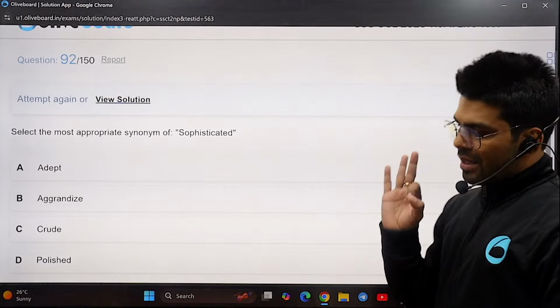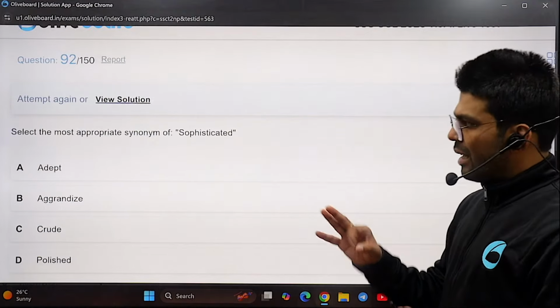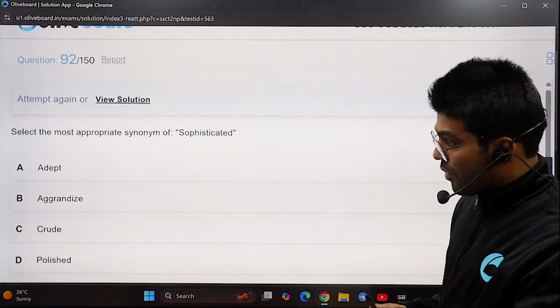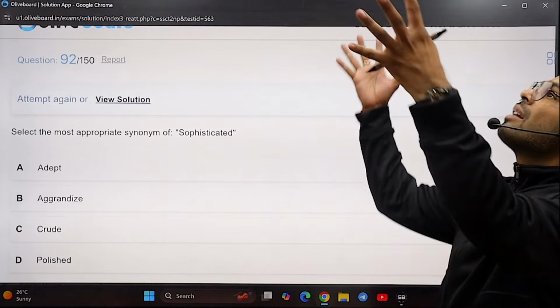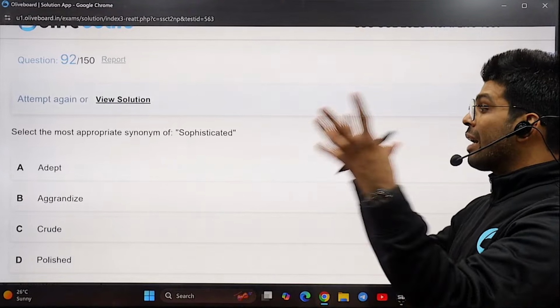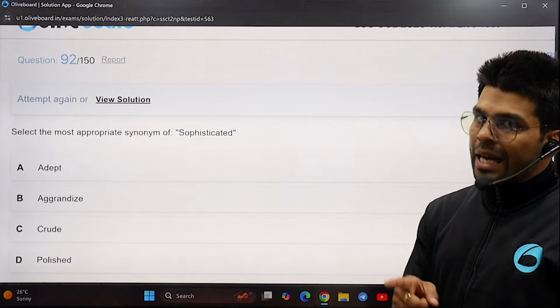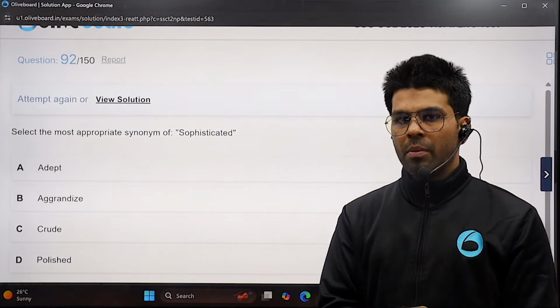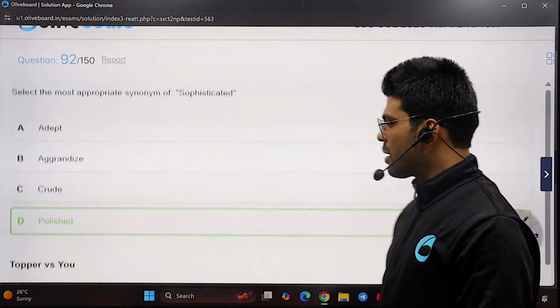Adept is skillful, dexterous, talented, not sophisticated. Need not be sophisticated. Aggrandize is to increase the power of something, make it grand. Crude is the antonym. Crude is the raw form. Opposite of sophisticated, polished.